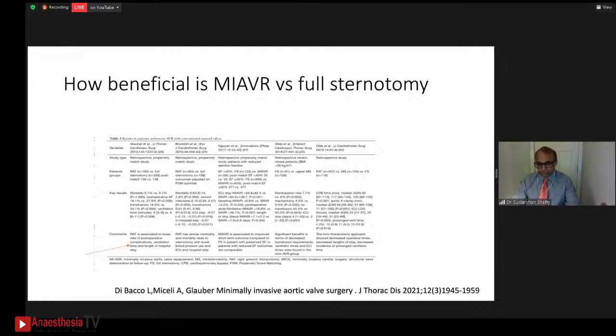Okay. So this is a brief synopsis of why minimally invasive AVR is better. If you see the first line, these are all retrospective studies. Some of them are propensity matched, some of them are not. And in the comments, they've talked about why this is better. Mostly these are the conclusions. Lower post-op complications. The outcomes are better if you choose patients with preserved ejection fraction. The transfusion requirements have gone down, and the ventilation time in the ICU is shorter if you use minimally invasive aortic valve replacement.